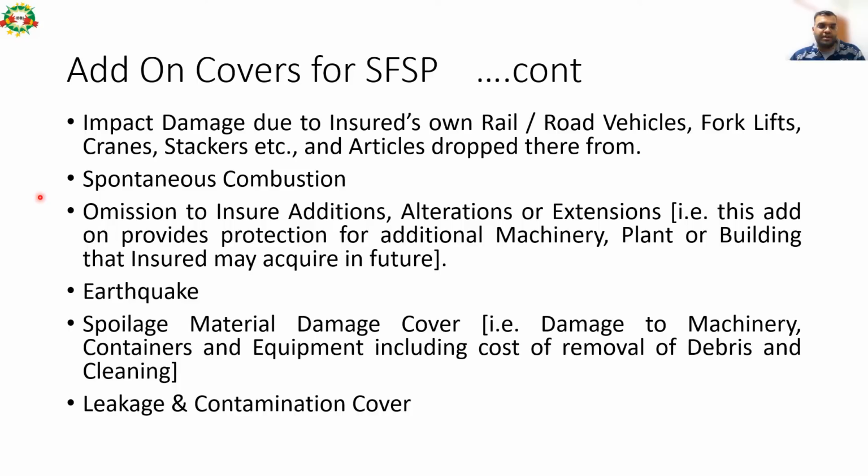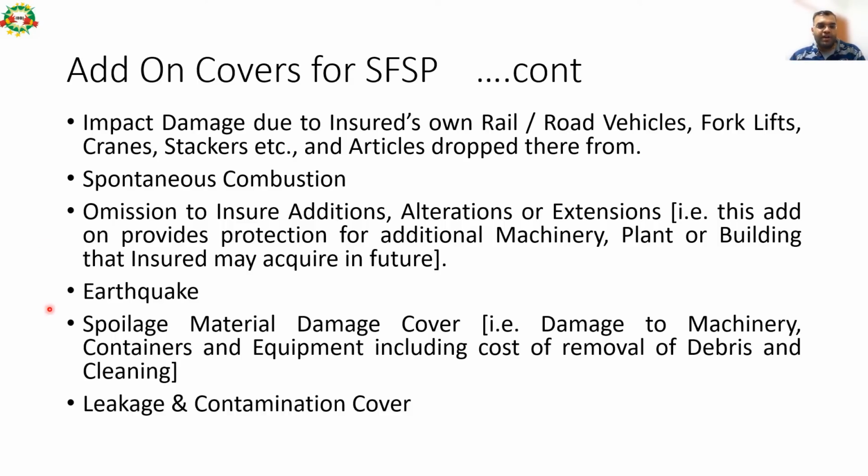Spontaneous combustion. In the normal policy it is not covered, but as an add-on we can take it. Omission to insure additions, alterations or extension. This add-on provides protection for additional machinery, plant or building that the insured may acquire in the future. So if in future I want to purchase some machinery or building, I can take some insurance cover for that future purchase of machineries.